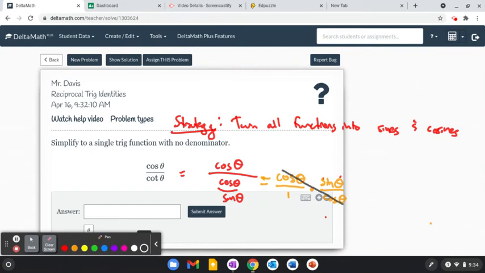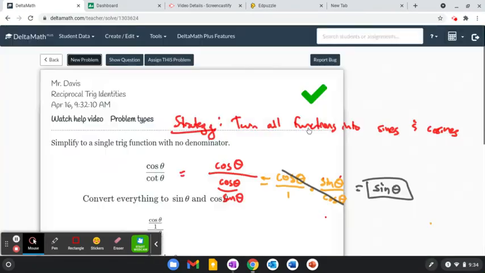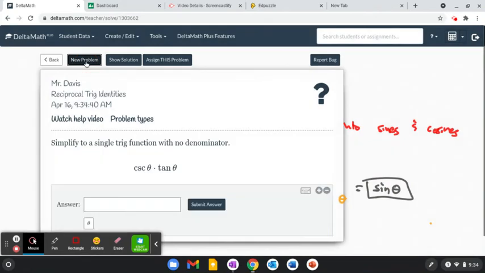Those cosines are going to cancel, which is what we're hoping for, and we're left with just the sine of theta. So we simplified it to a single trig function with no denominator. Use a little theta symbol down here. Okay, let's try the next one.